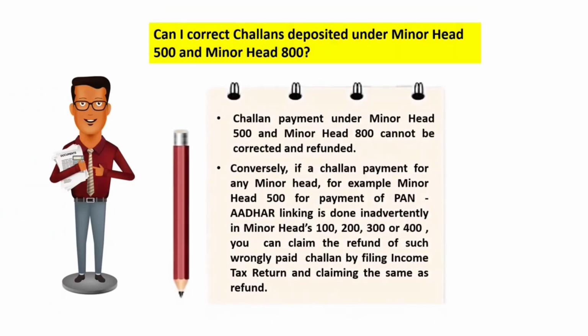Another question could be, can I correct Challans deposited under minor head 500 and minor head 800? Please note, Challan payment under minor head 500 and minor head 800 cannot be corrected and refunded. Conversely, if a Challan payment for any minor head, for example minor head 500 for payment of PAN Aadhaar linking, is done inadvertently in minor heads 100, 200, 300 or 400, you can claim the refund of such wrongly paid Challan by filing income tax return and claiming the same as refund.